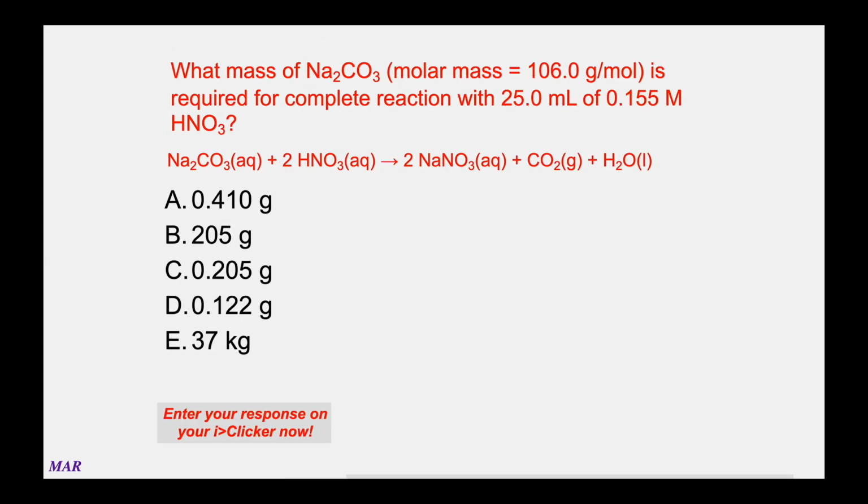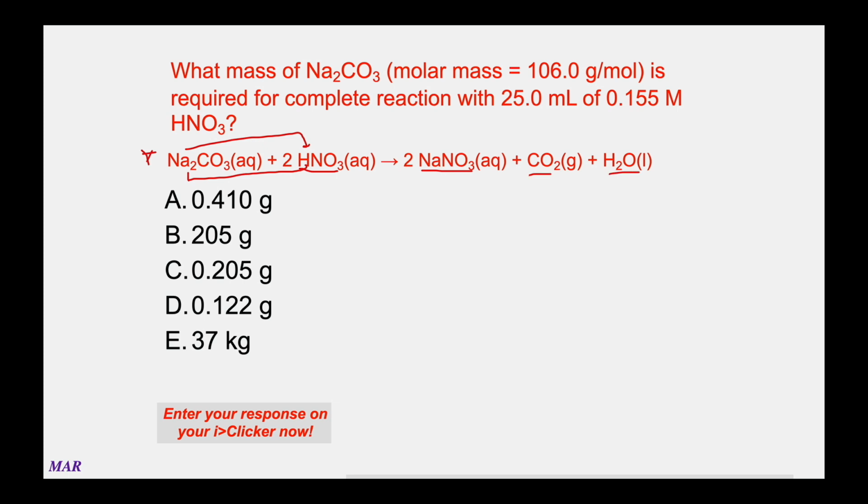What mass of sodium carbonate with a molar mass 106.0 grams per mole is required for complete reaction with 25 milliliters of 0.155 molar HNO3? So in this reaction, sodium carbonate is reacting with nitric acid, and this is a double displacement exchange reaction. So the sodium and the hydrogen are trading places. You end up with sodium nitrate, and you end up with what looks like H2CO3, which we talked earlier breaks down to CO2 and water.